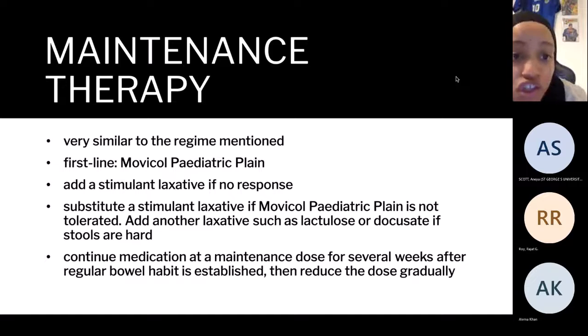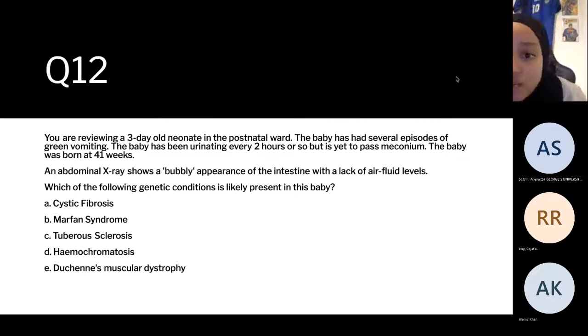Question 12, I'll open the poll. You're reviewing a 3-day-old neonate in postnatal wards. The baby has had several episodes of green vomiting. The baby has been urinating every 2 hours or so, but is yet to pass meconium. Baby was born at 41 weeks, and an abdominal X-ray shows a bubbly appearance of the intestine with a lack of air fluid levels. Which of the following genetic conditions is likely to present in this baby? Is it cystic fibrosis, Marfan syndrome, tuberous sclerosis, hemochromatosis, or Duchenne's muscular dystrophy?